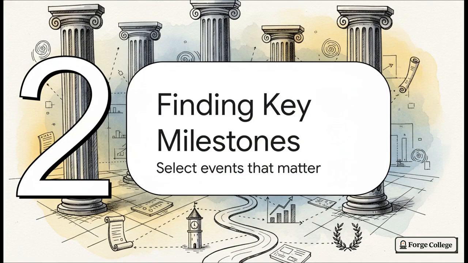So where do we even start? We start by finding your key milestones. Now, I want you to think of these as the main pillars that are going to hold up your entire historical narrative. The key here is to be really selective. We only want the events that truly mattered and shaped Solana's journey.